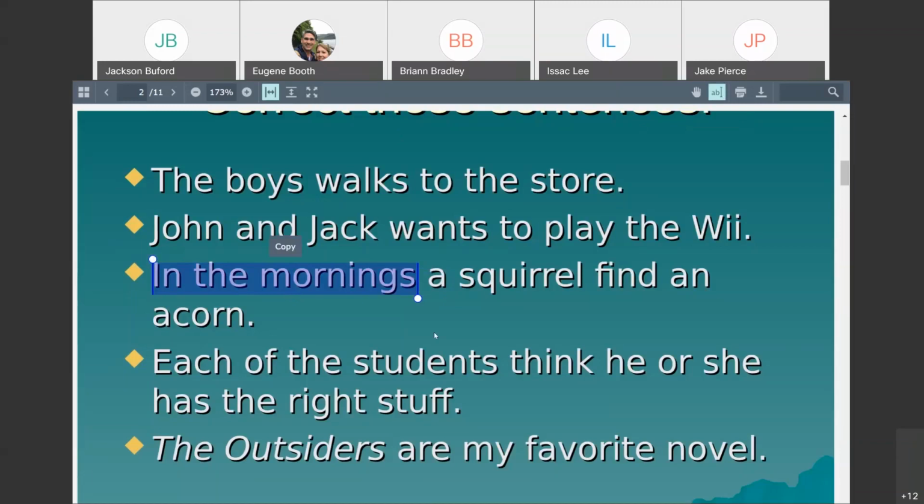Okay. This, in the mornings, real quick. Guys, this is a prepositional phrase. Now, we're going to get into prepositions and prepositional phrases here in just a few minutes. I'm not going to spend a whole lot of time on it now, other than to say this. When you're doing subject verb agreement, you have to recognize prepositional phrases, because you will never, ever, ever find the subject or the verb inside of a prepositional phrase.